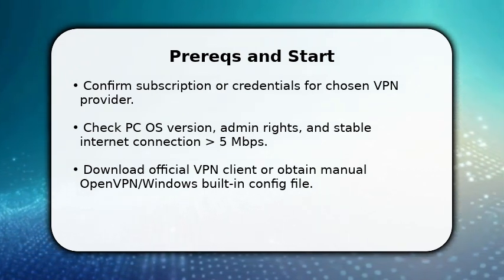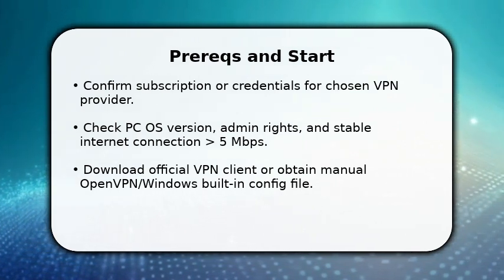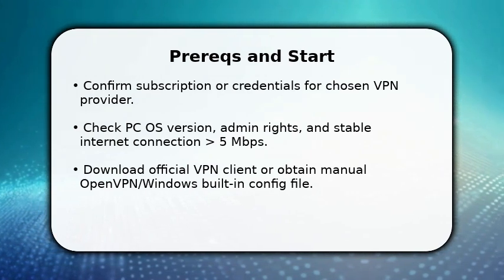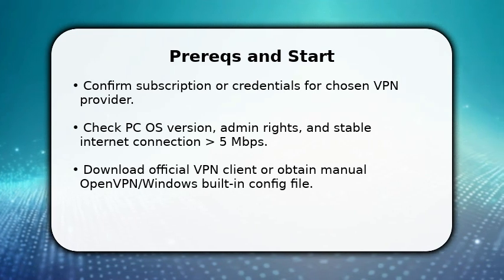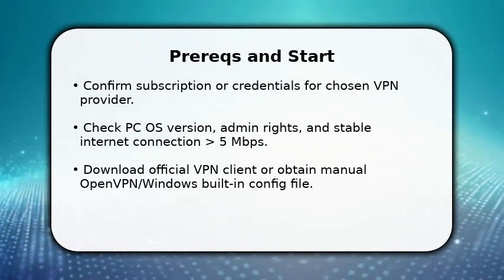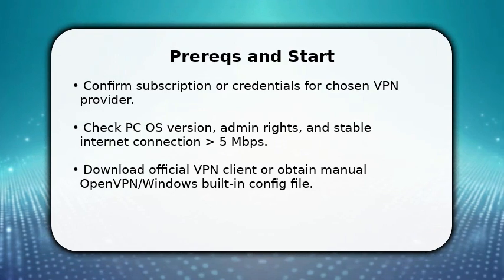Next, download the provider's official client or export the OpenVPN/profile configuration. This ensures correct certificates and server lists. Make sure installer files match your OS architecture. If you prefer built-in tools, save the OVPN or IKEv2 settings where you can find them quickly.